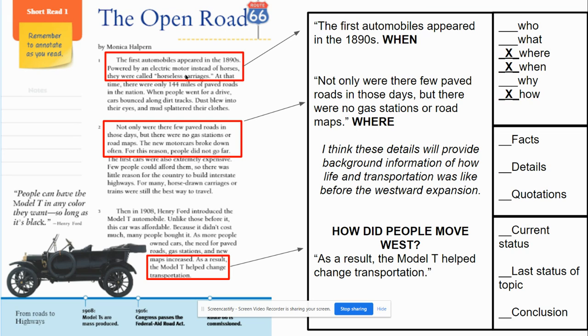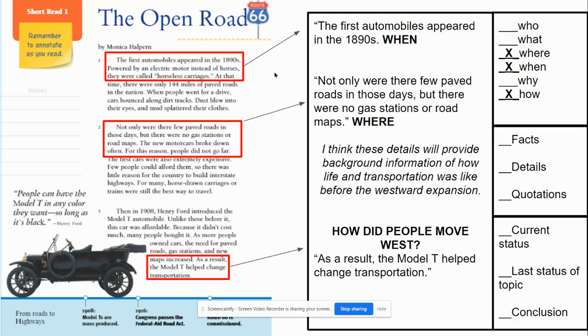My first detail: the first automobiles appeared in the 1890s, powered by an electric motor instead of horses. They are called horseless carriages. So I felt like this detail tells me when the westward expansion was going to happen. It tells me where the country was or the settlers were before this expansion began, so a little background. Then I have this detail in the middle on paragraph 2. Not only were there few paved roads in those days, but there were no gas stations or road maps. So that detail is telling me where this westward expansion would take place. It would take place in areas where there weren't roads, where people didn't travel because they were limited in their travel.